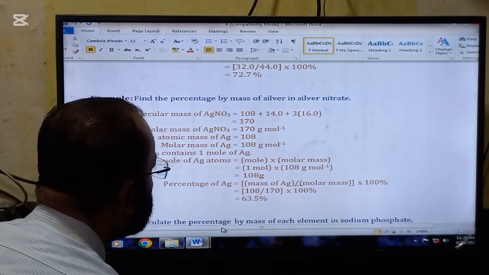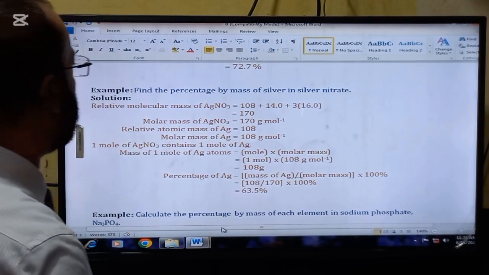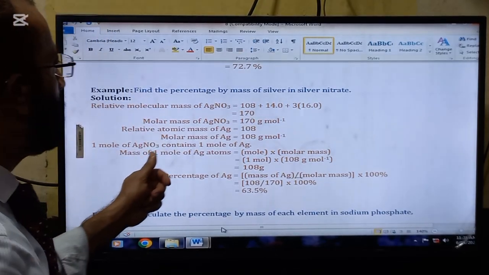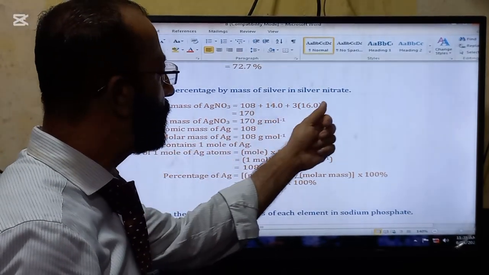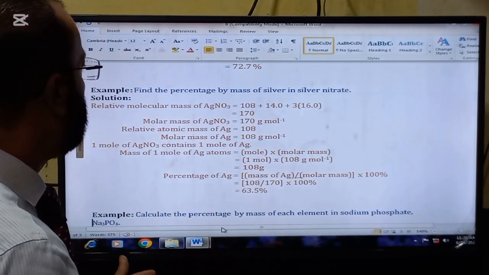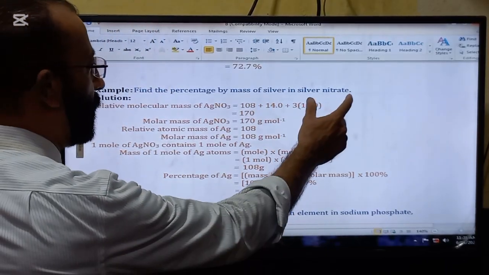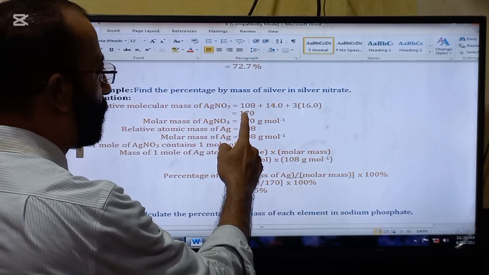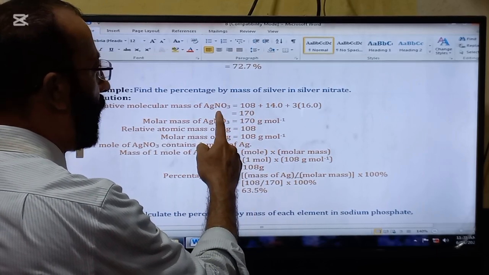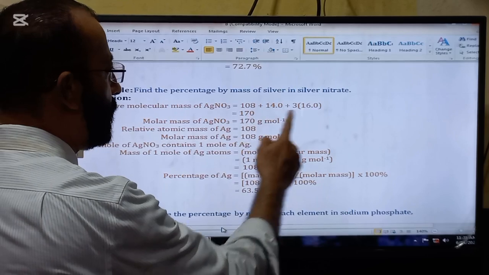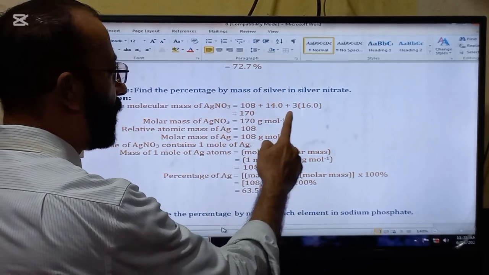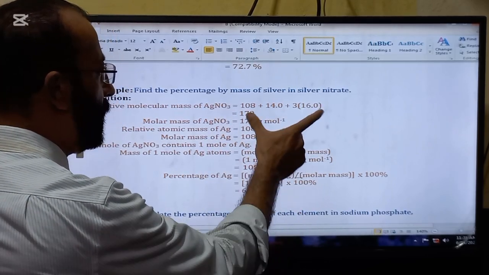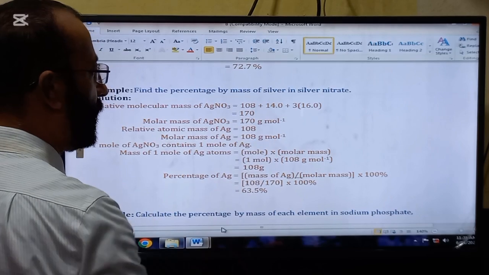And another question. Look now, the same steps will be followed. Find the percentage by mass of silver in silver nitrate. First, we will find the molecular mass of silver nitrate. That is, silver's relative atomic mass is 108, nitrogen is 14, oxygen is 16, and because there are 3 atoms, 3 will be multiplied by 16. Solve it on the calculator and you will get the answer.